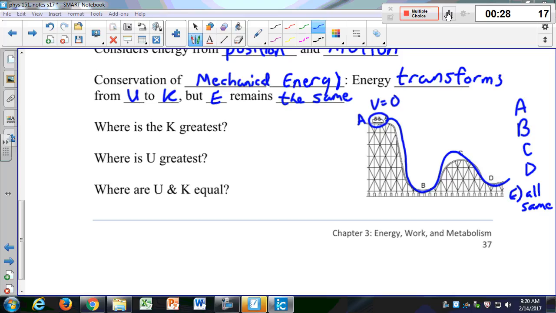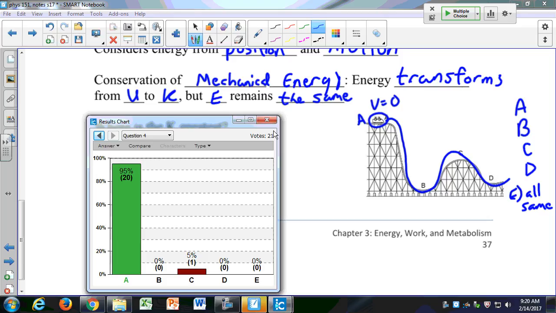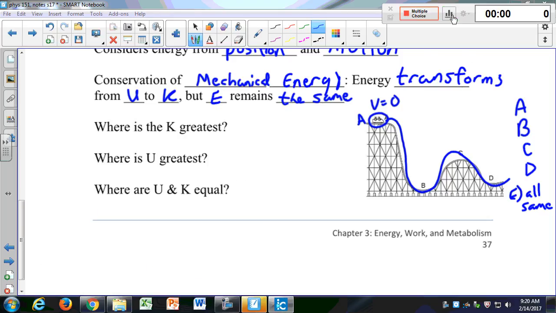Feel free to ask your neighbor. Okay, awesome. We'll come back to that. And now, where are U and K equal? That is, where are the gravitational and the potential energy equal to one another? At A, B, C, D, or is it all the same? Or pick your best answer. Pick the closest answer you can find. Where are the gravitational and potential energies the same?